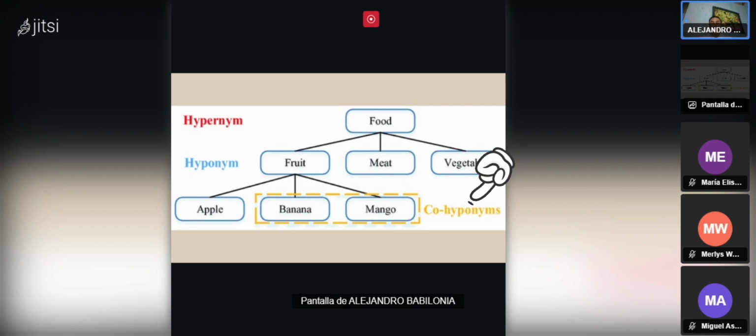And at the end, we have the co-hyponyms that are apple, banana, and mango. Within the fruit category, you have co-hyponyms, which are items that share the same hypernym but are not directly related to each other. In this case, apple, banana, and mango are co-hyponyms because they are all specific types of fruits. So, in summary, the graph represents the food categories. Food is the most general term, followed by more specific categories such as fruits, meat, and vegetables. Within the fruit category, you have co-hyponyms like apple, banana, and mango, which are all specific types of fruits. So let's continue, please.